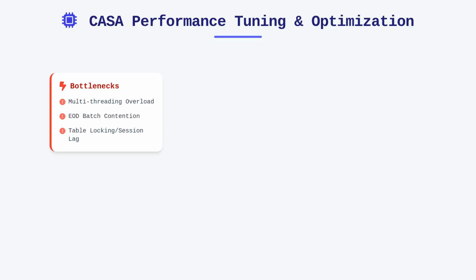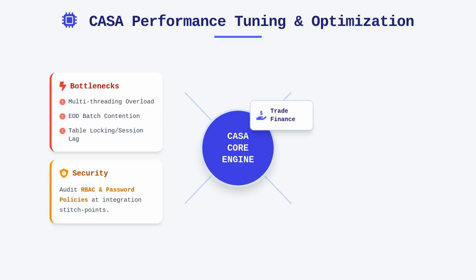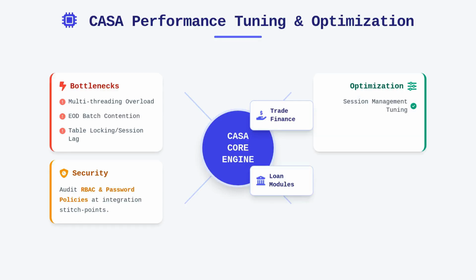Performance tuning for CASA-heavy environments requires an intimate understanding of multi-threading and end-of-day batch processing. During high-volume periods, the load on the database increases significantly, and if your session management tools are not optimized, you will experience contention on critical tables. This is especially true when batch processing triggers complex calculations across multiple modules, such as when CASA records interact with trade finance or loan modules.